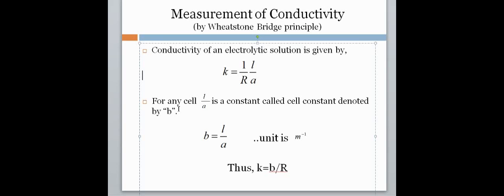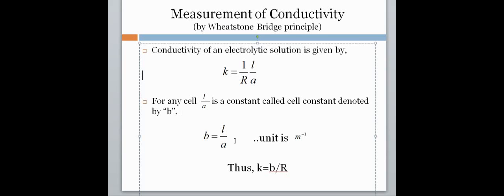So for any cell, L upon A is a constant. Why is it a constant? If I know the length of a conductor and the area of cross section of the conductor, automatically I would come to know the value of L upon A. So that's why I call it the cell constant, which is denoted by the letter B.